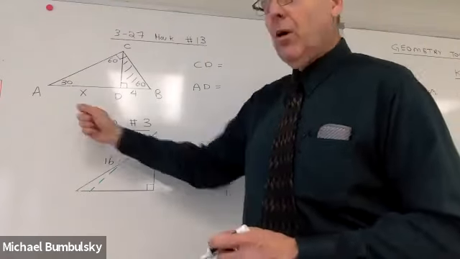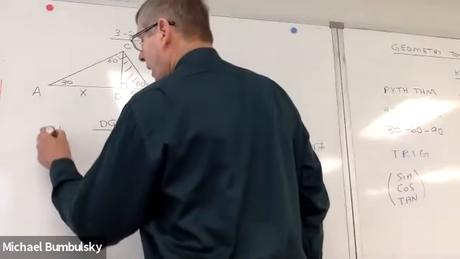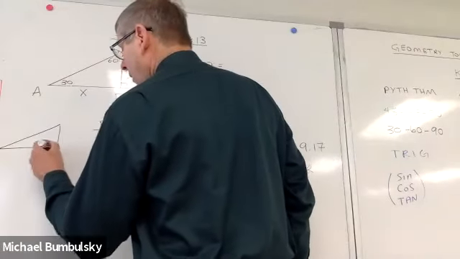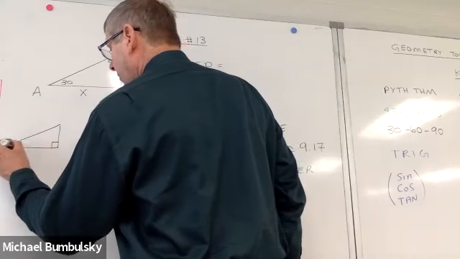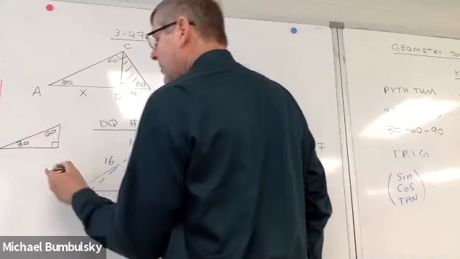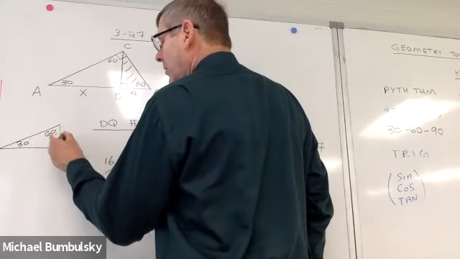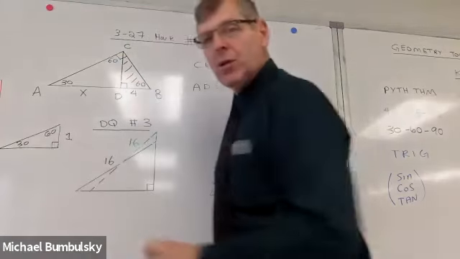Okay, what do we know about a 30, 60, 90 degree triangle? Now, I know that anytime I have a 30, 60, 90-degree triangle, if I know the short leg, the hypotenuse is always what?